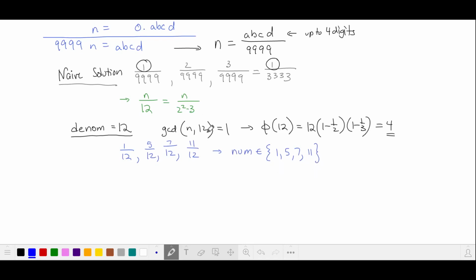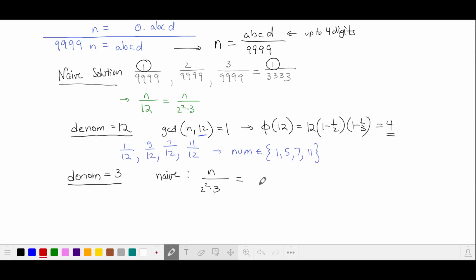These are all the numerators that do not share any factors with 12. They don't have any 2s or 3s in their prime factorization. Continuing our casework, we'll now look for fractions that reduce to have a denominator of 3. So we're looking for fractions that are going to cancel out our two 2s.